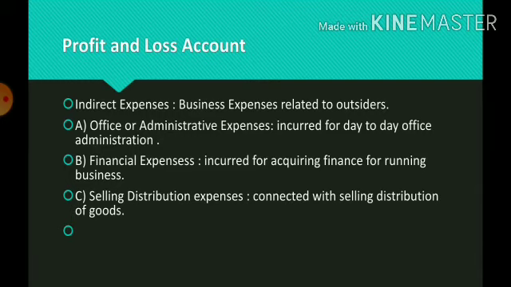Next one is financial expenses, which are incurred for acquiring finance for running business, that is interest on loan. So this is the financial expense. Then selling and distribution expenses, which are directly connected with the selling and distribution of goods, like advertisement, traveling expenses of sales manager, then the bad debts. So this will be recorded in selling and distribution expenses.